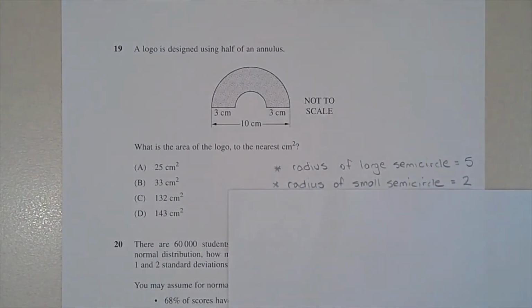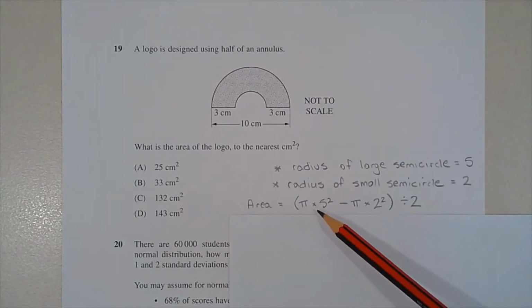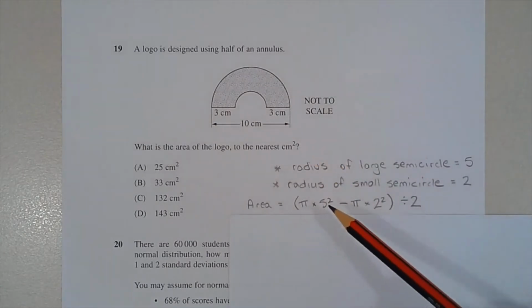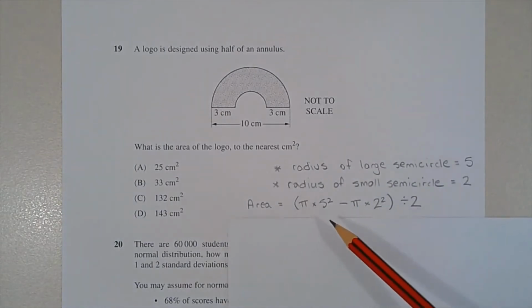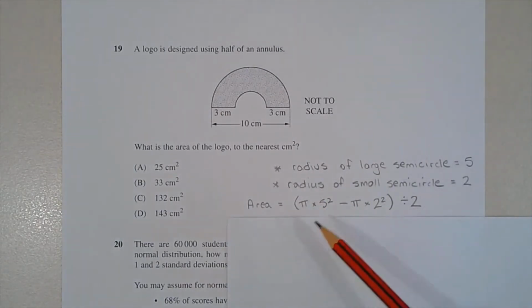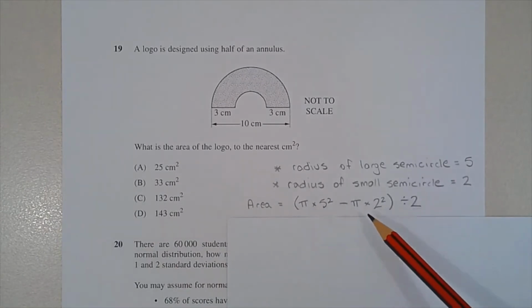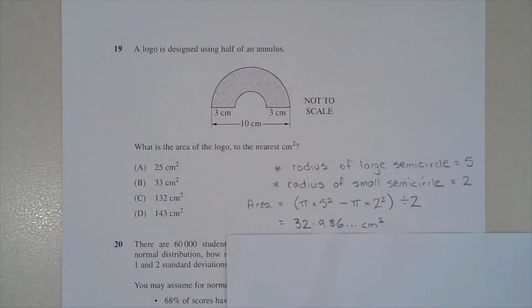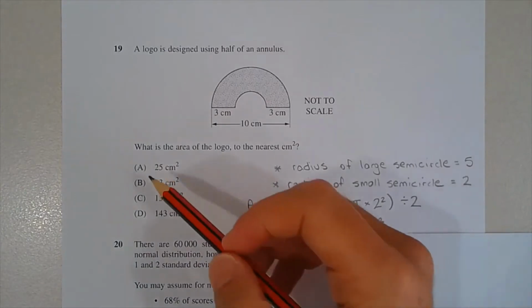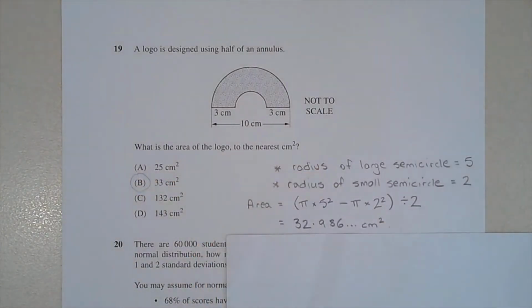Next, we can work out the area of this particular composite shape. And that'll be pi times r squared. So this is the large r, 5 squared, so the large semicircle. I'm treating it as a circle at first. I'll be dividing by 2 at the end because we are dealing with semicircles. So let's work it out as if it was a whole circle. So pi r squared, pi times 5 squared, minus pi times 2 squared. So this is the small r, the smaller radius. And of course we need to divide that by 2 because we are dealing with semicircles. And that gives us 32.986 dot dot dot. And of course that rounds to 33 square centimetres, correct to the nearest square centimetre. So option B.